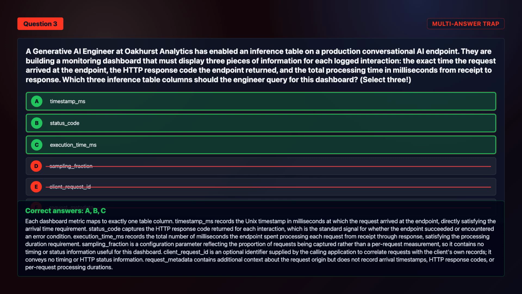Client_request_id is an optional identifier supplied by the calling application to correlate requests with the client's own records. It conveys no timing or HTTP status information. Request_metadata contains additional context about the request origin but does not record arrival timestamps, HTTP response codes, or per-request processing durations.